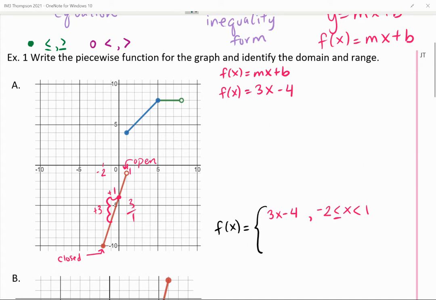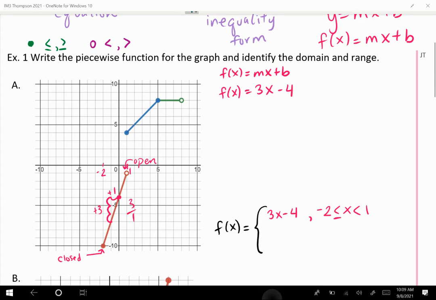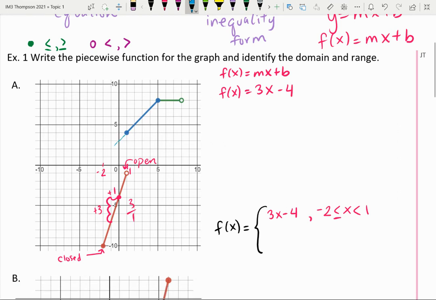Now we go to the blue part of the function. Now for the blue part of the function, I still need the y-intercept. And it doesn't cross the y-axis, but I can imagine that if I extended it, it would cross right here at 3. So I've got a y-intercept of positive 3.